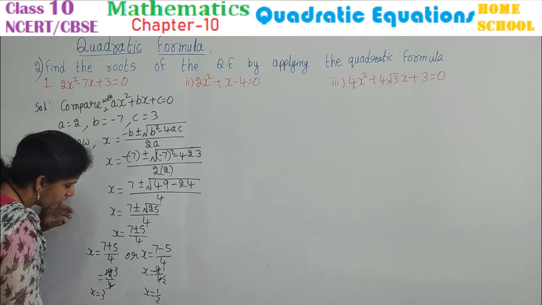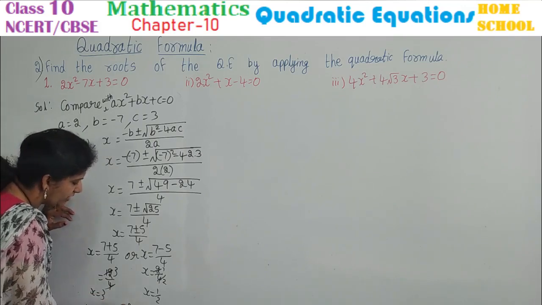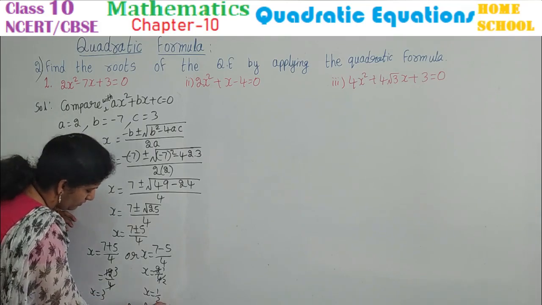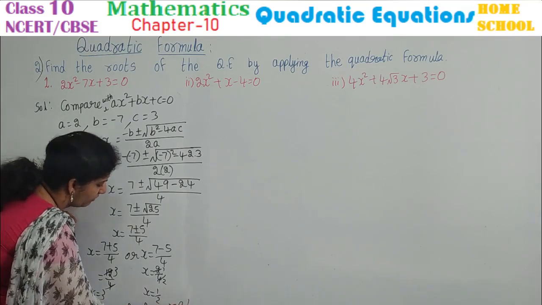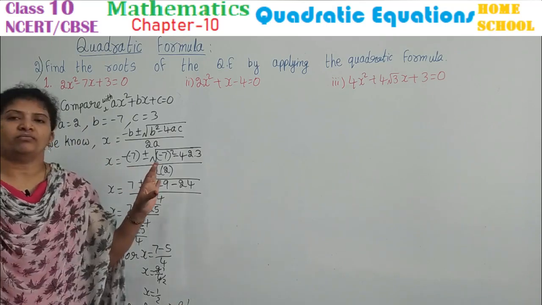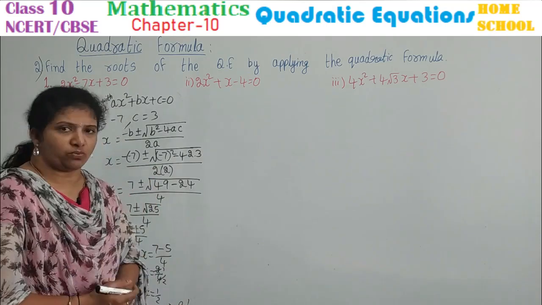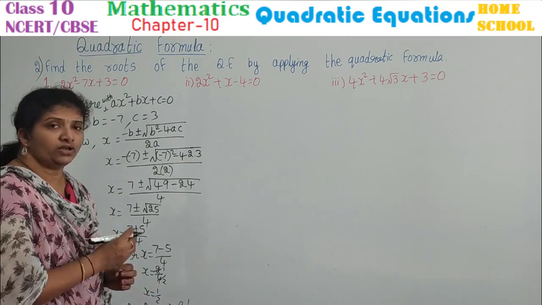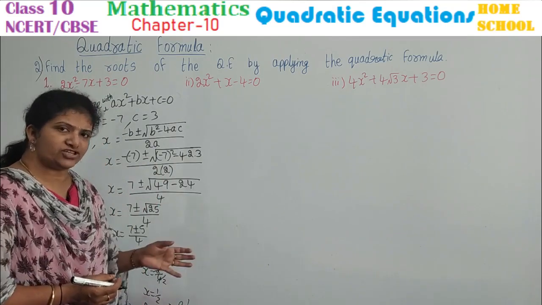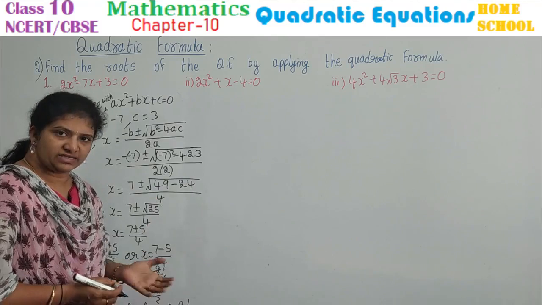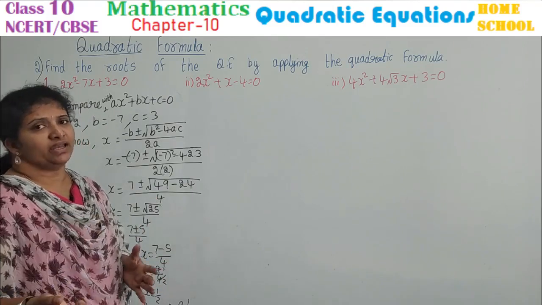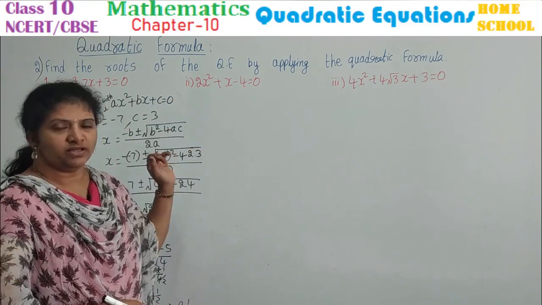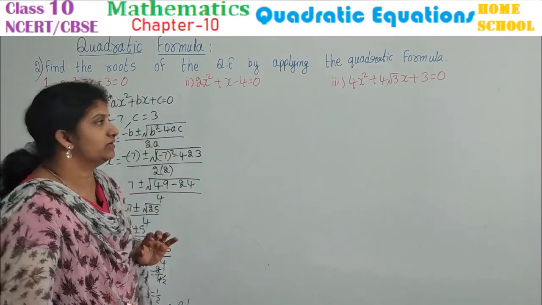Therefore, the roots of the quadratic equation by formula method are 3 and 1 by 2. The same problem we did in the completing square method. In that also we got the same answer. Not only in this, in any method, even the factorization method, you can get the same answer. The method may be anything, but the roots are the same. See the second problem, same technique for all the problems.